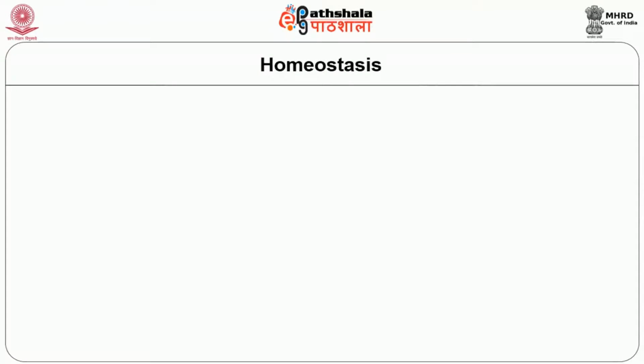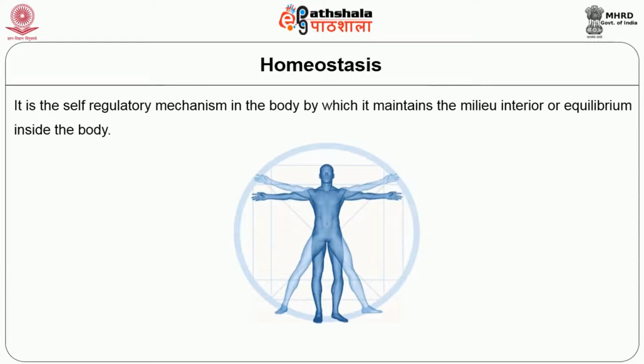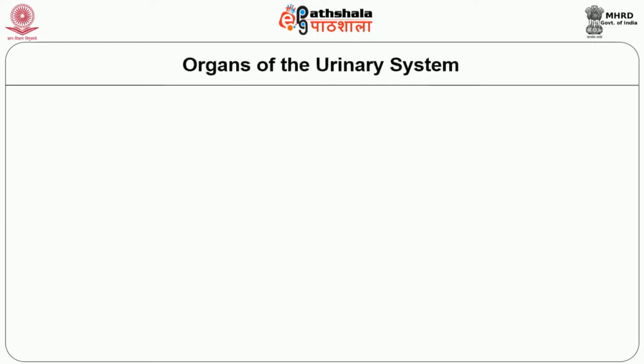What is homeostasis? It is the self-regulatory mechanism in the body by which the body maintains the milieu interior or equilibrium inside the body. The urinary system is very important because it performs the essential function of getting rid of metabolic wastes. Now, let us study about the different organs of the urinary system.